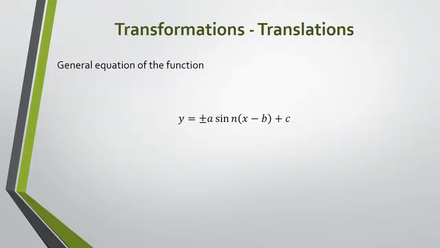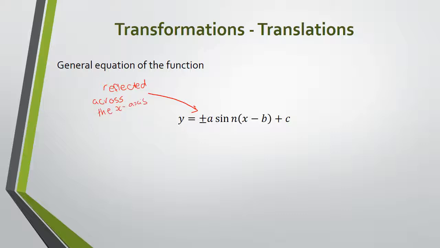We have gone through this before, but just to recap again the transformations, remember this is the same for all functions. We still have the same transformations. So the positive or negative tells us if the graph has been reflected, and because it's out the front it affects the y values, so it tells us if it's been reflected across the x-axis.